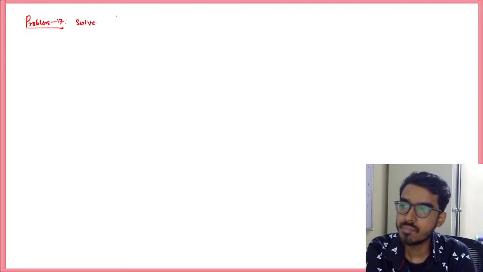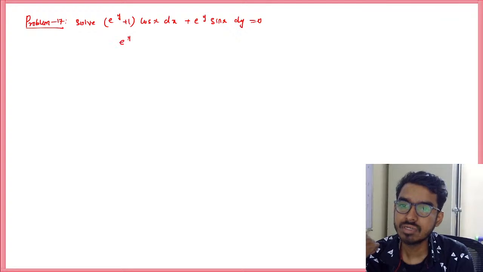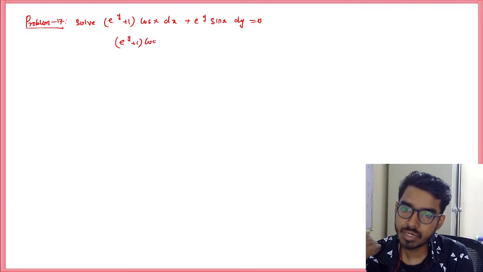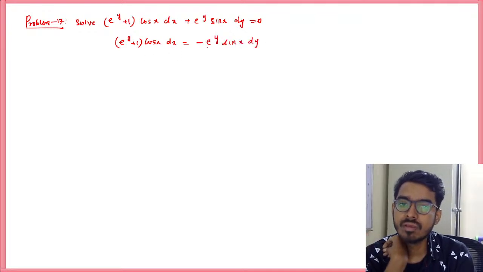So solve (e^y + 1) cos x dx + e^y sin x dy = 0, right? Let's separate the variables first. So we have (e^y + 1) cos x dx is equal to minus e^y sin x dy. Let us take this e^y dy here.